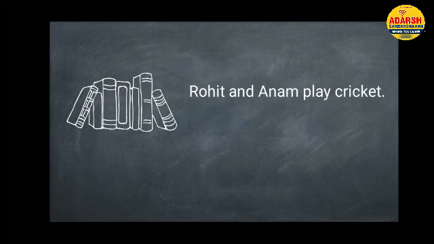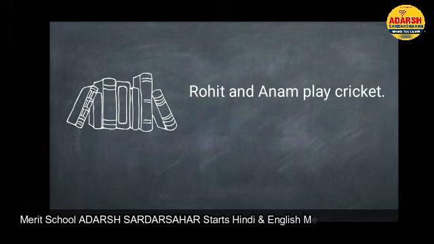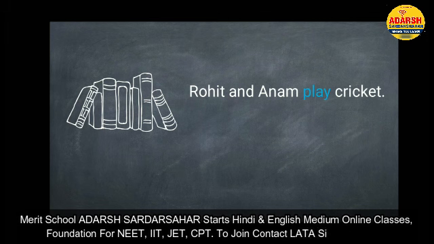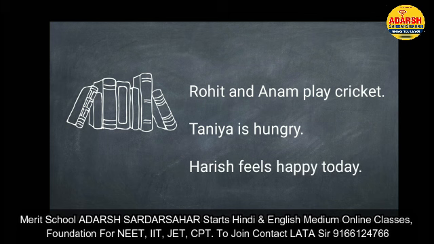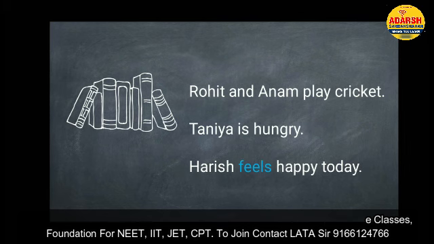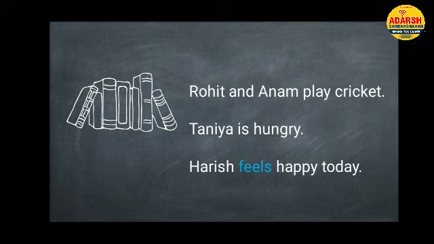Now let's have some examples of our third part of speech, which is verb. Rohit and Aman play cricket. In this sentence, our verb is play. Let's go to another example. Tanya is hungry. Here our verb is is, which is a stative verb. Third example is Harish feels happy today. Here our verb is feels, which is a stative verb. In the first example, Rohit and Aman play cricket, so here play was an action verb.